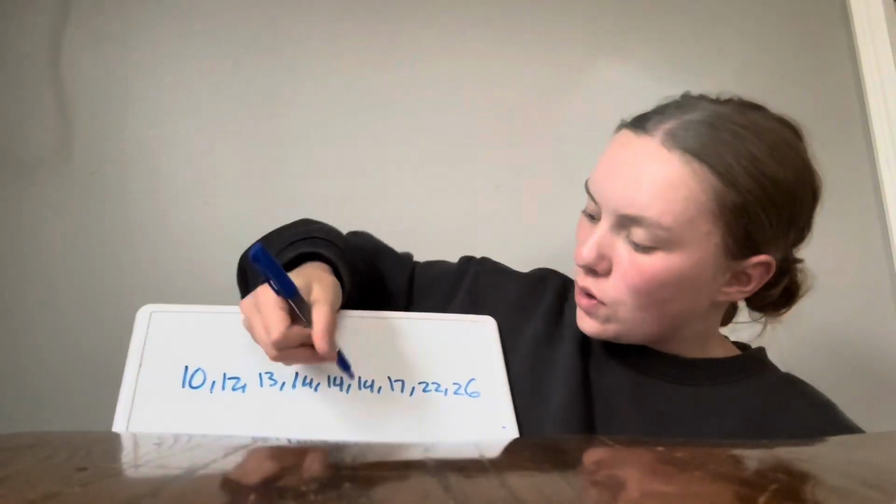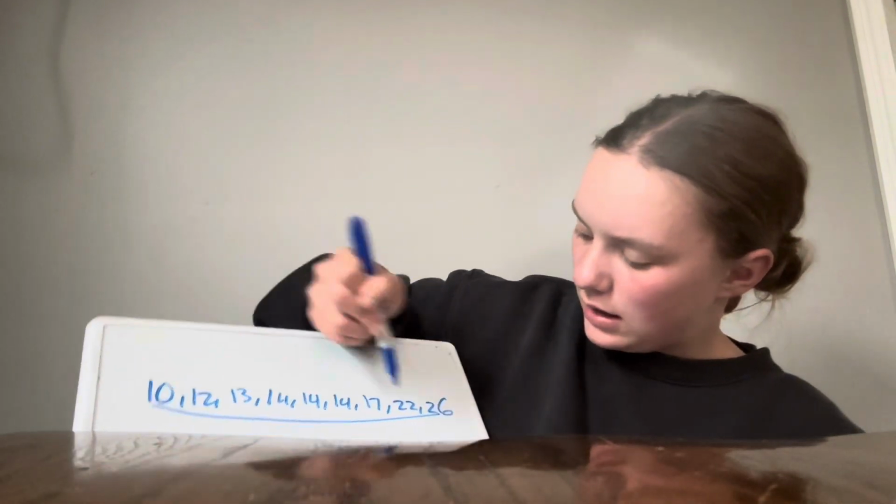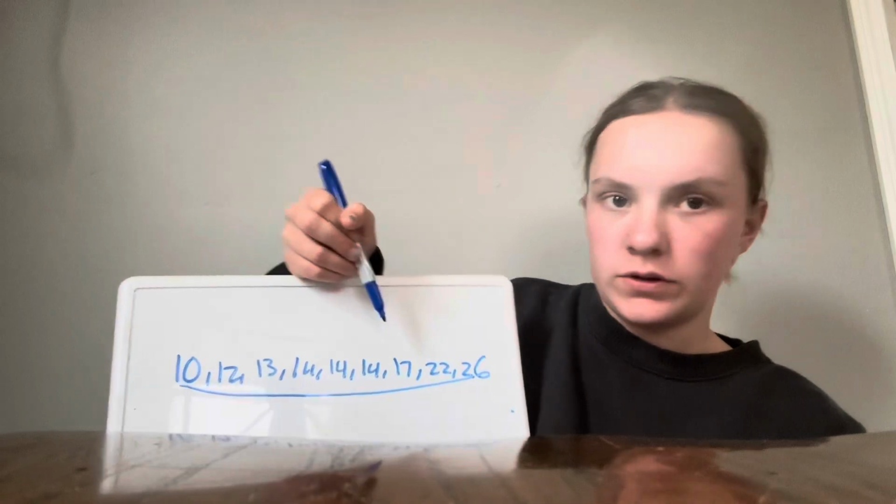Hi, today I'm going to talk about the mean, median, mode, and range. First, let's start with the mean. The mean is the average of all the data set. So in our example 1, this is our data set. We're going to add all these numbers, then divide by the amount of numbers there are.